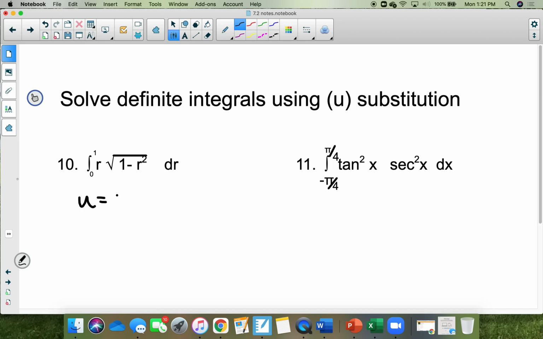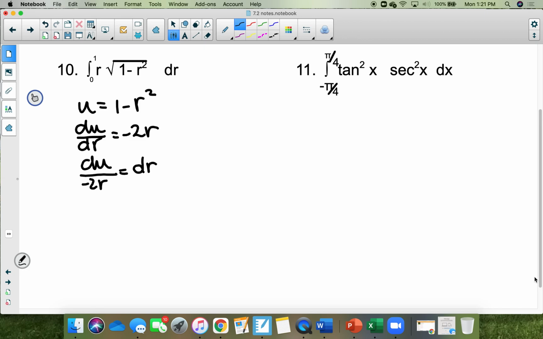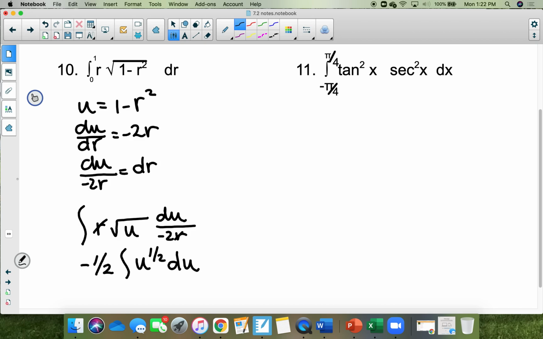We're going to let u equal 1 minus r to the second. du dr is equal to a negative 2r. du divided by negative 2r equals dr. Okay, so far it's the same. You're going to leave the r, you're going to leave the square root, you're going to replace the 1 minus r squared with u. You're going to replace the dr with du divided by negative 2r. Divide out the r's. So now you have a negative 1/2 on the outside, u to the 1/2 du.